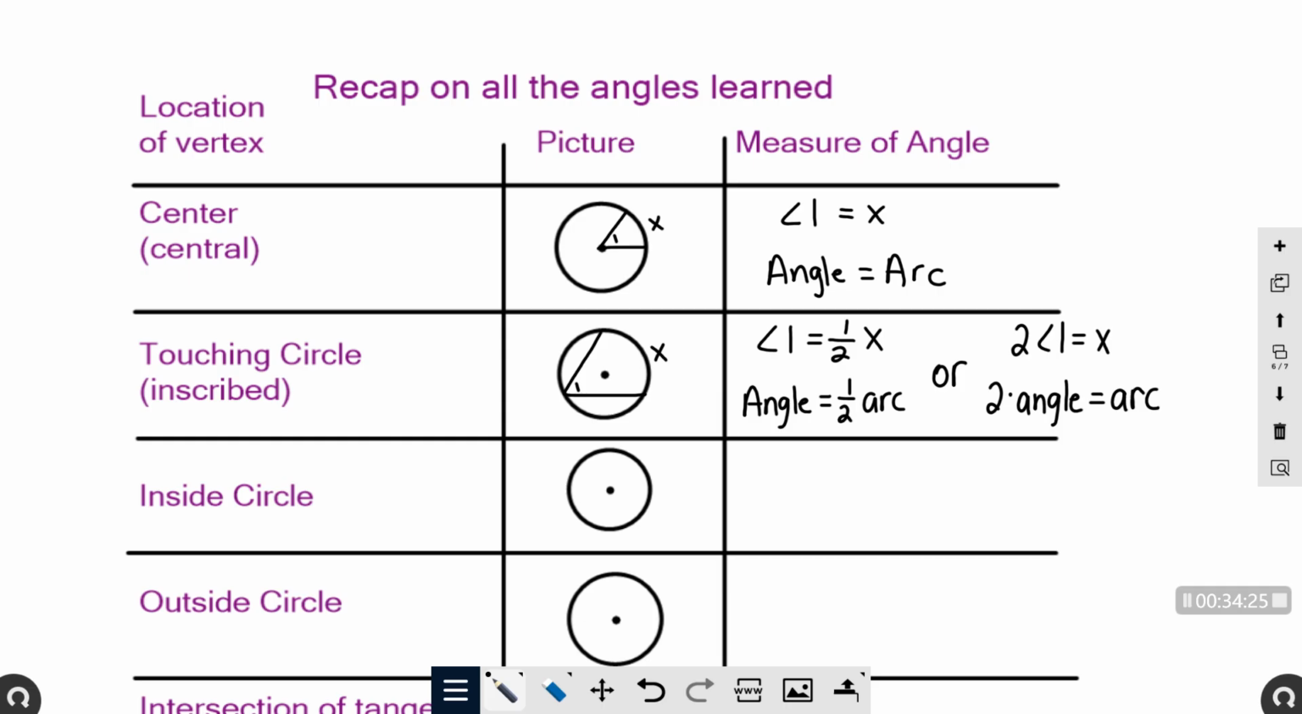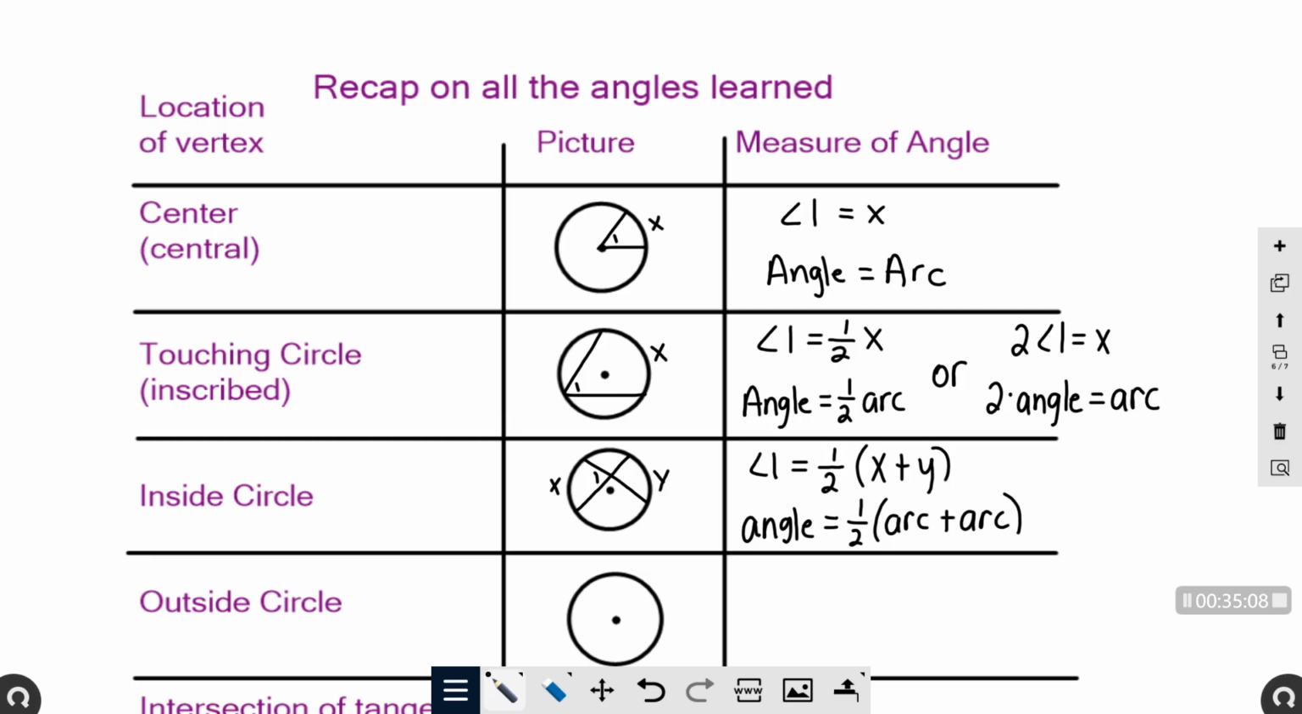Now the next 2 ones are what we did in class today. So what happens if we have an angle inside the circle? Remember, that's if we have 2 chords but not the diameter. So what do we do with our angle? Our angle equals 1/2 X plus Y. Yep. So the angle equals 1/2 arc plus arc.